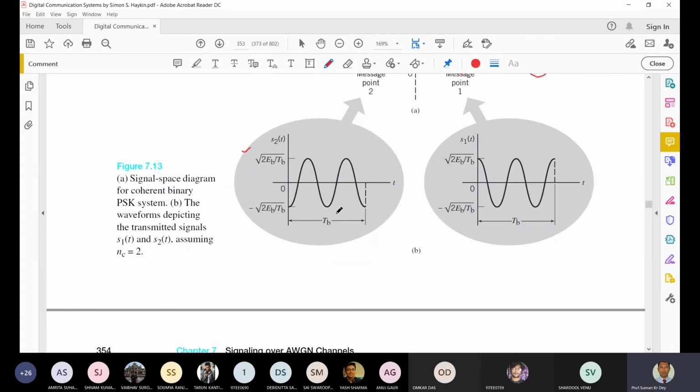And in this figure, NC is how many? As I told, FC equals NC by TB. So what is the NC value for this figure? The NC value has been taken as 2. So NC equal to 2 is taken, that's why there are 2 cycles of the signal. If the NC value equals 3, then there will be 3 cycles like this.